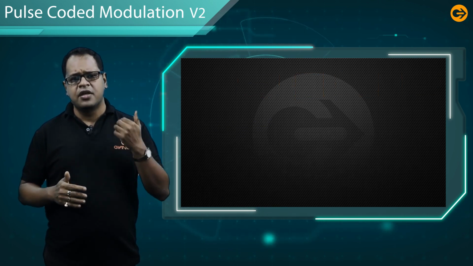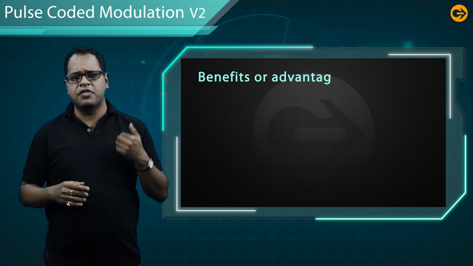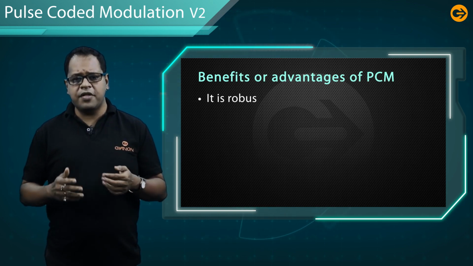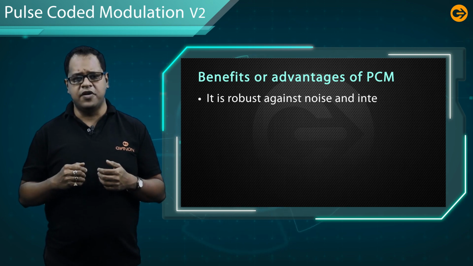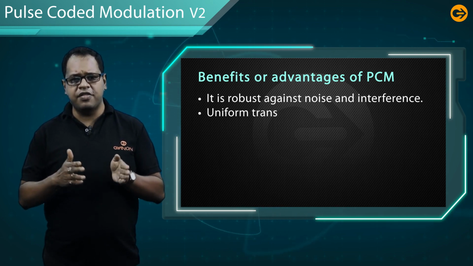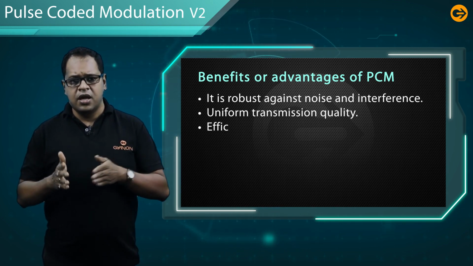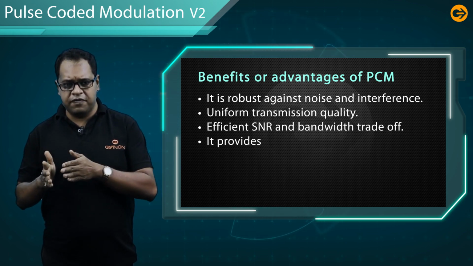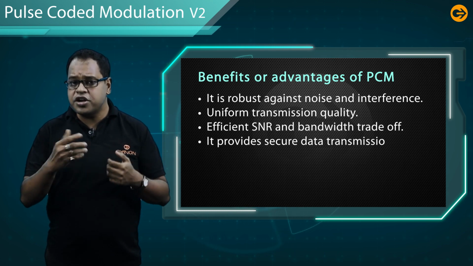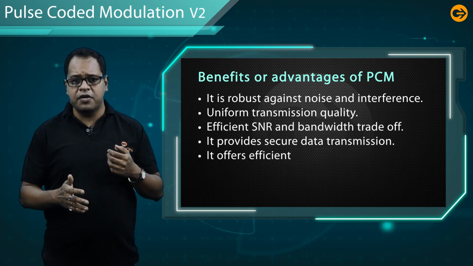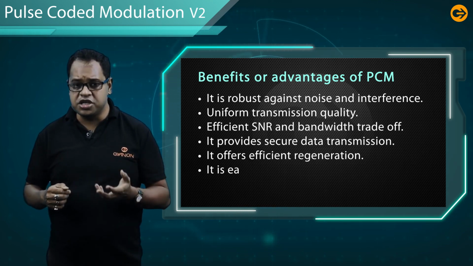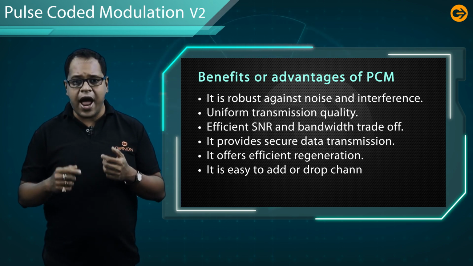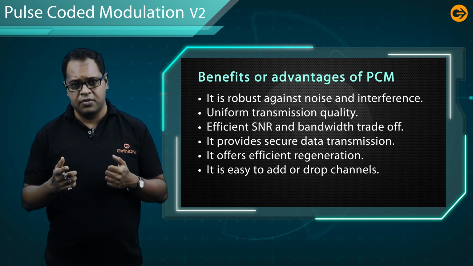Now let us discuss the benefits or the advantages of PCM. It is robust against noise and interference. It has uniform transmission quality. It offers an efficient SNR and bandwidth trade-off. It provides secure data transmission. It offers efficient regeneration. It is easy to add or drop channels.